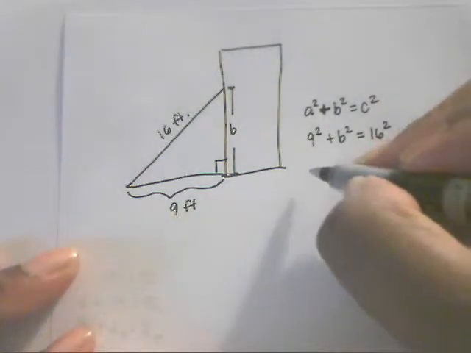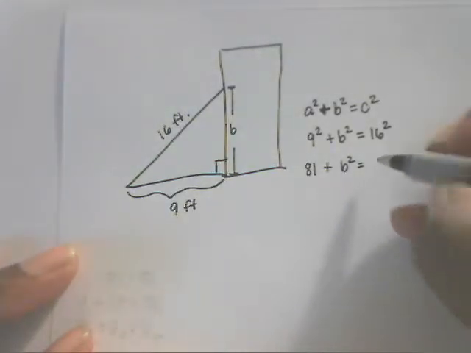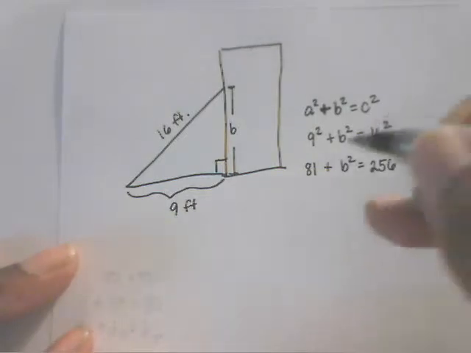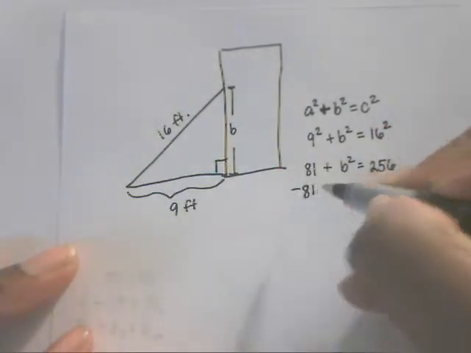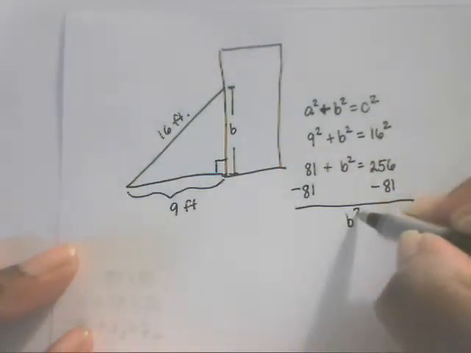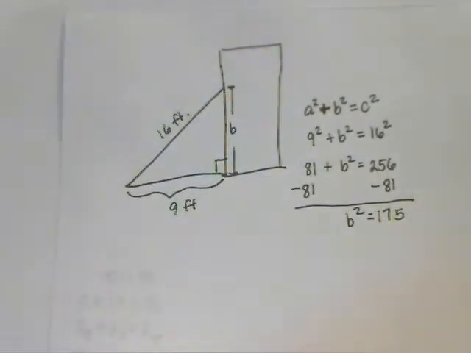Now, square the 9, you're going to get 81, plus B squared is equal to 16 squared, which is 16 times 16, or 256. And then to get the B squared by itself, we subtract 81 on both sides. To get B squared is equal to, this is 175. So B squared is equal to 175.